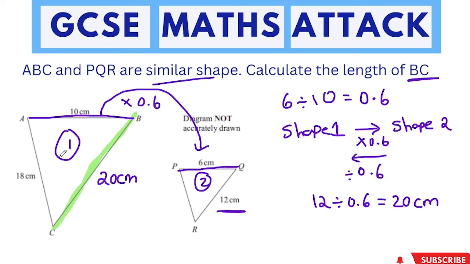Now you can see that shape 1 is an enlargement of shape 2, and you might be wondering, well, if it's an enlargement, shouldn't the shape be getting bigger? Like I said to you right at the beginning, enlargement does not necessarily mean the shape is getting bigger. Enlargement just means a shape is increasing or decreasing by a certain scale factor.